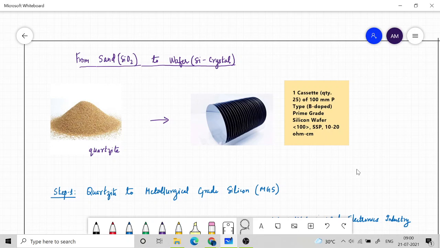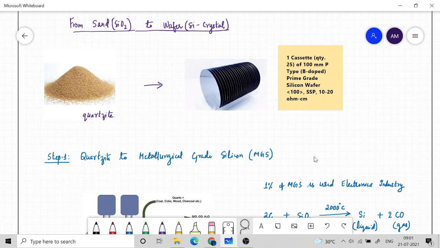So today, first of all, what I want to do is go through the steps involved in converting sand, which is the raw material for the silicon industry, which I said is plentifully available in the earth's crust. Any desert you look at is full of sand, or any beach or river bank, you can find a lot of sand. It is so plentifully available, and that is one of the reasons why silicon is very popular in the semiconductor industry.